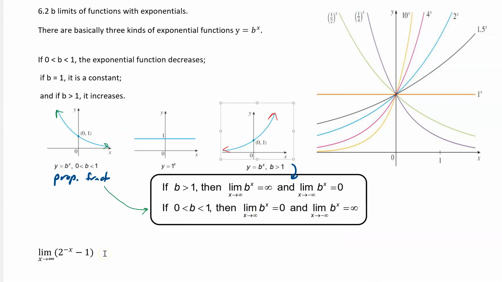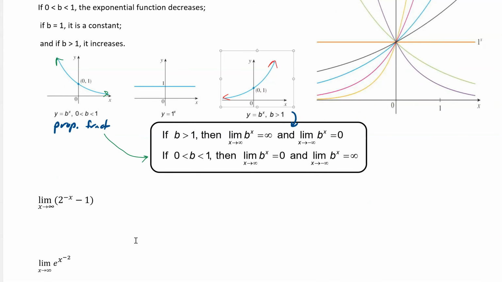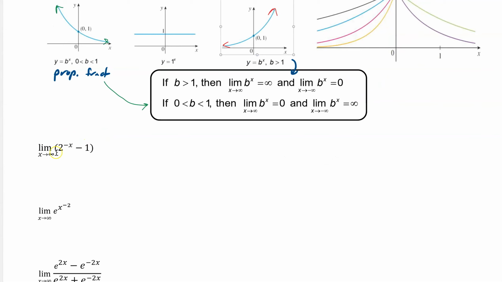So what we want to do is use some tricks to rewrite these. Let's try one. Right now we have 2 to the negative x. Well, we know with the negative, it's just going to flip and make our fraction. So as x approaches infinity, this would become 1 over 2 to the x, minus 1. Now we can look at it and see our b here is 1/2. That's less than 1, so it's our second one. We're going to infinity, that's this one, so this goes to 0.